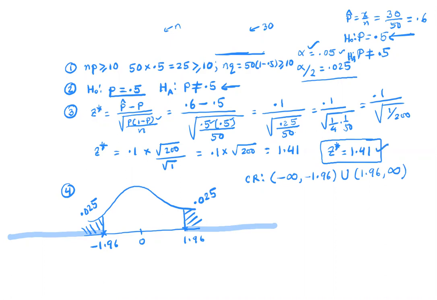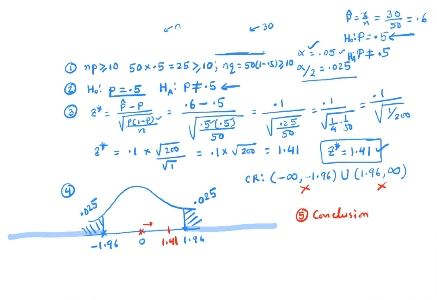1.41. So let's use red so that you can see it. 1.41 is a positive number. So it cannot be to the left of 0. It has to be to the right of 0. Does it fall in beyond 1.96? The answer is no, because 1.41 is less than 1.96. 1.41 is right here. So it does not fall in the critical regions. It doesn't fall obviously in the left region. It doesn't also fall in the right region. So that leads to our step 5 conclusion.